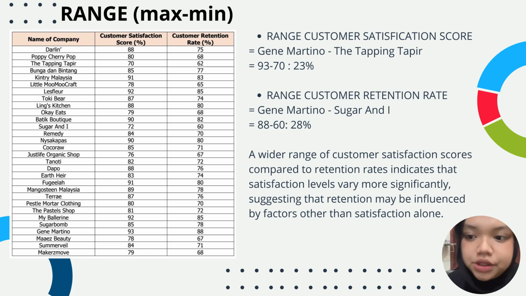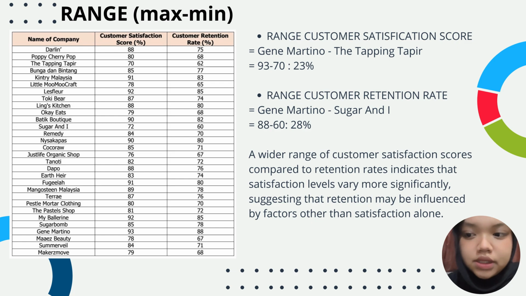Today I will explain about part 4. The formula of range refers to the difference between the maximum and the minimum values in the dataset. The formula is range equals maximum value minus minimum value. Based on the data, for the customer satisfaction score, Gian Martino has the maximum value, which is 93%, and the minimum value is Teping Tapir, which is 70%. So 93% minus 70% is equal to 23%.